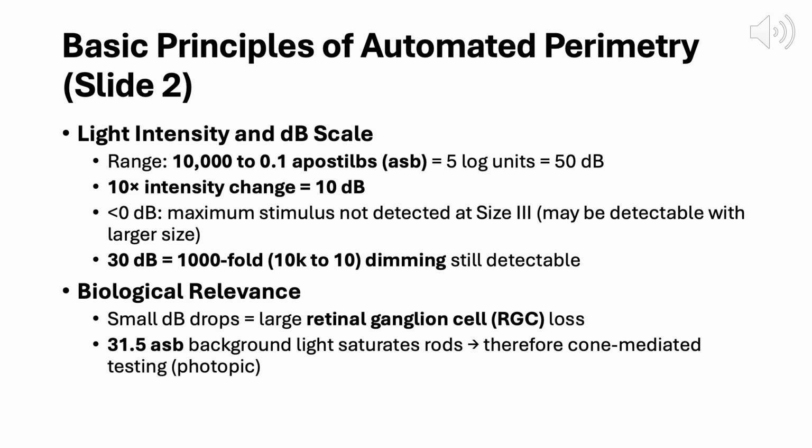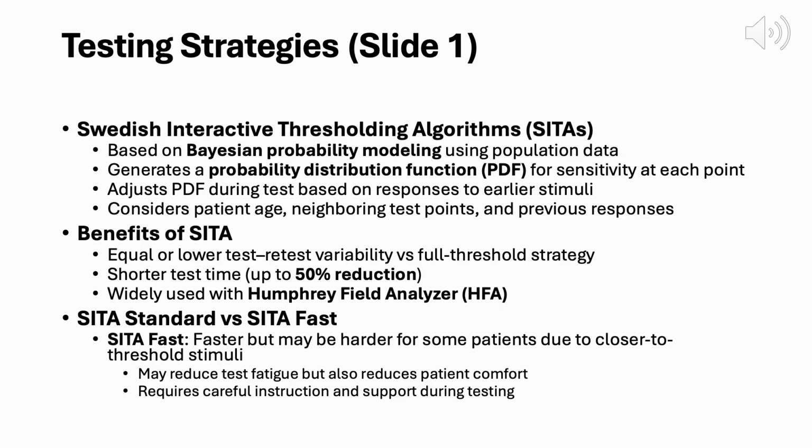Even small dB drops can correspond to substantial retinal ganglion cell loss, so changes on a perimetry printout shouldn't be dismissed lightly. The background light level in SAP is set to 31.5 apostilbs, which is bright enough to saturate rods, ensuring the test remains cone-mediated, or photopic. Let's now go over the Swedish Interactive Thresholding Algorithms, or SITAs, which are the most commonly used testing strategies in automated perimetry today.